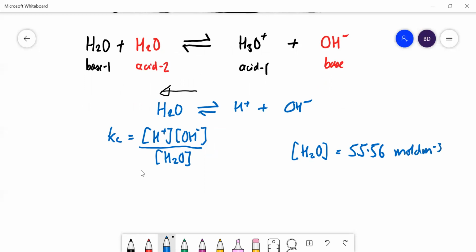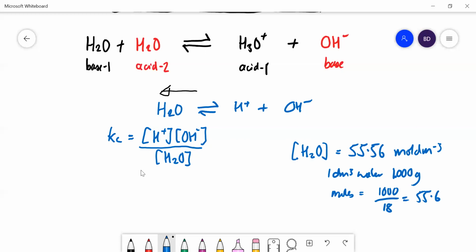How do we say that? Well, we've got in 1 dm cubed of water, 1,000 grams. What's the moles of water in 1,000 grams? Moles is equal to 1,000 over the Mr of water, which is 18, and that's equal to 55.5. Okay, so that's where that comes from.